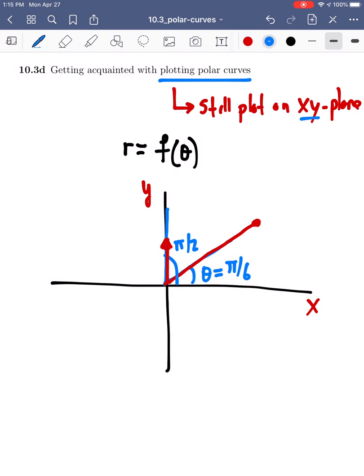When theta is something like, say, 3 pi over 4, we're asking ourselves again, well, the angle is 3 pi over 4. How far out from the origin do we have to go for that polar radius? So at every single angle around the XY plane, we're really asking ourselves, how far along each angle do we go out? And that is what the distance r represents.